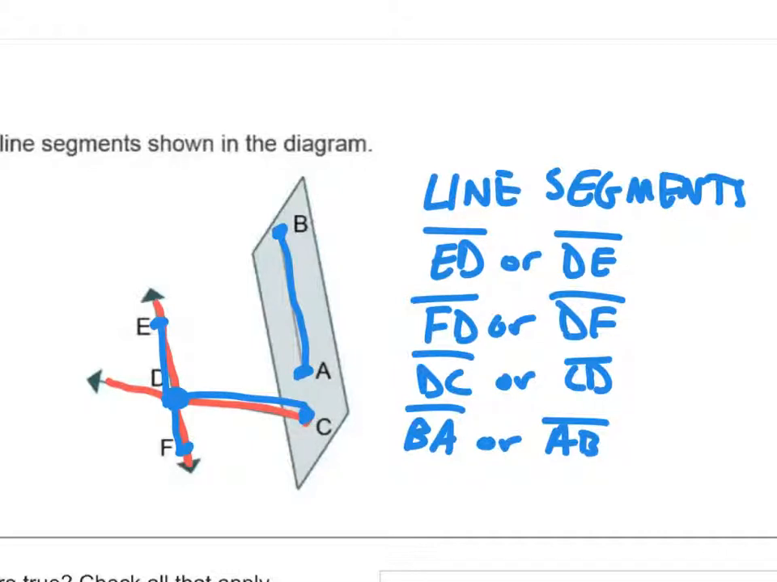Now the other question is, technically, could you say that AC is a line segment? You could technically connect those two points of the line, but based off the picture, I don't have anything there. Nothing's connecting them.